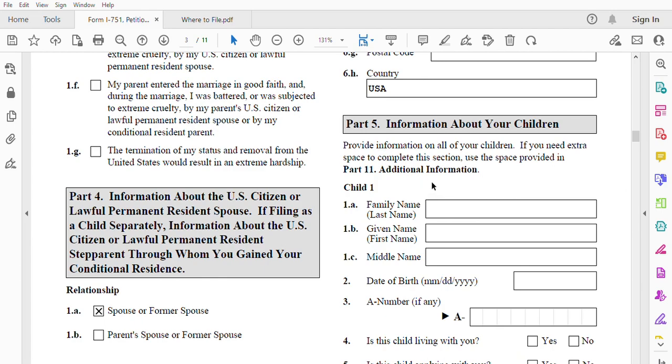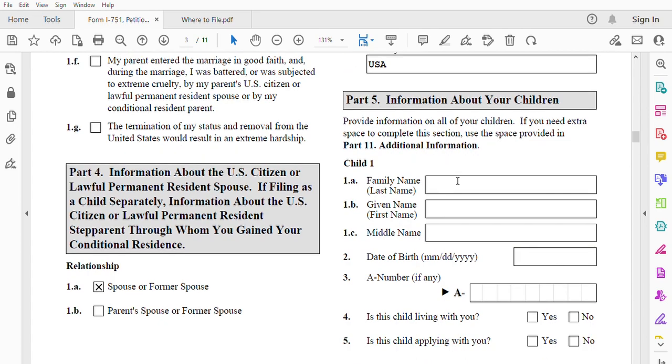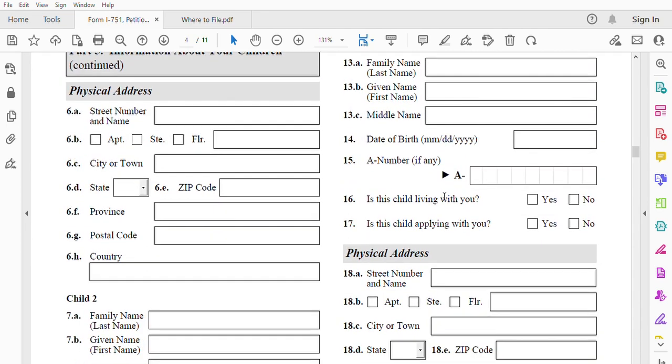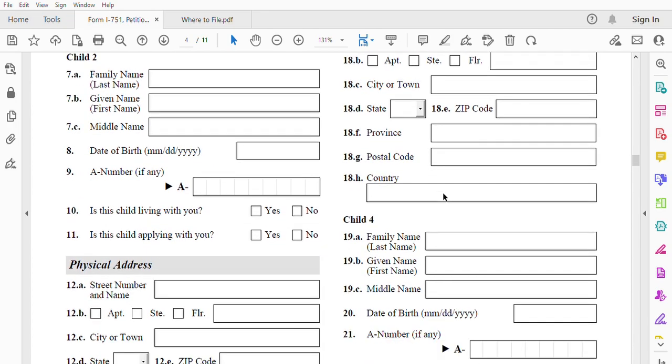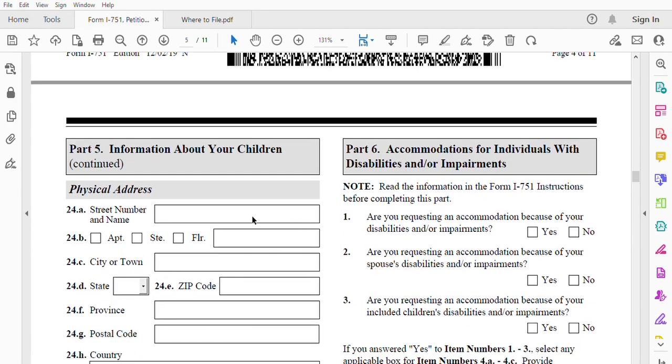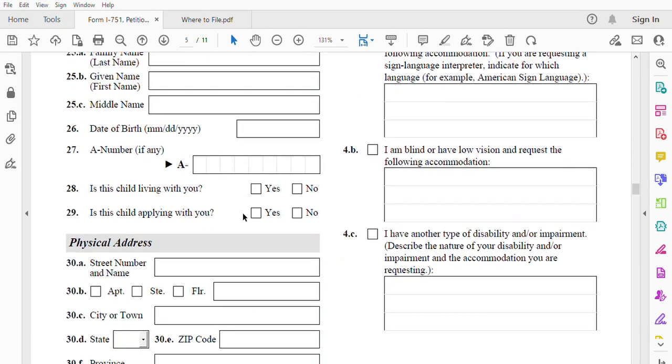Part 5, information about your children. If you have children, this is where you can add them. Provide information about all your children. If you need extra space to complete this section, use the space provided in Part 11. In my case, I don't have any children, so we're not going to talk about Part 5.